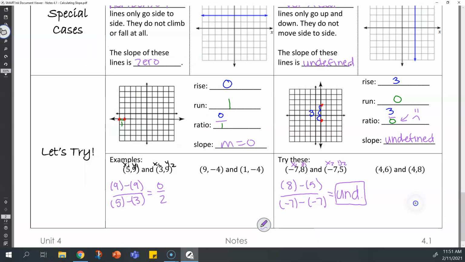Okay, if you want to see another example of that, you can do this second set of ordered pairs. But otherwise, if you have any questions about any of the stuff we covered in this video, make sure to bring them to class and we'll answer them next time.